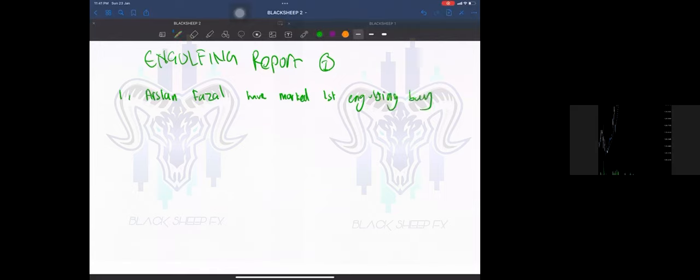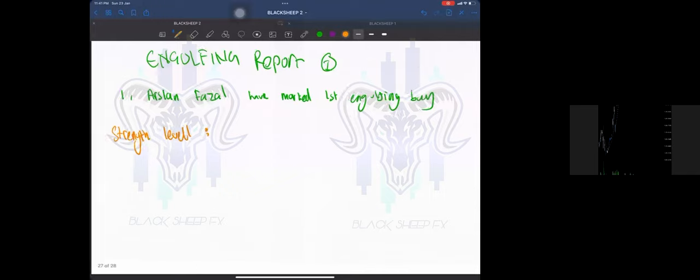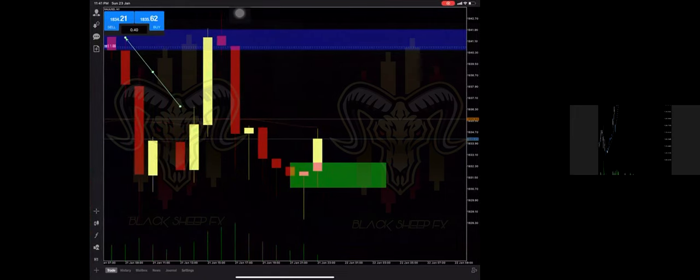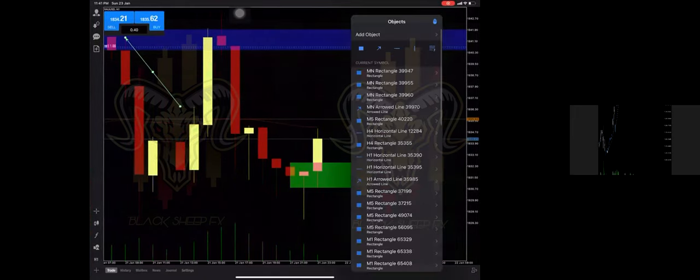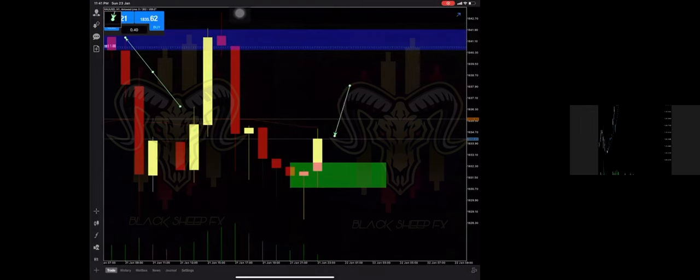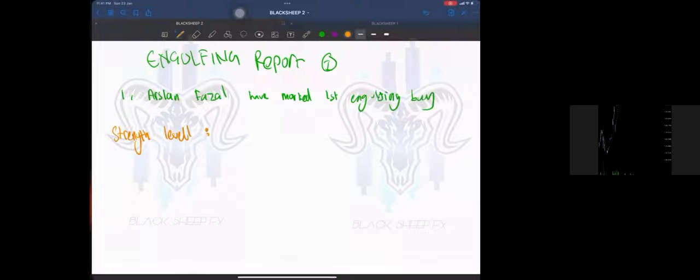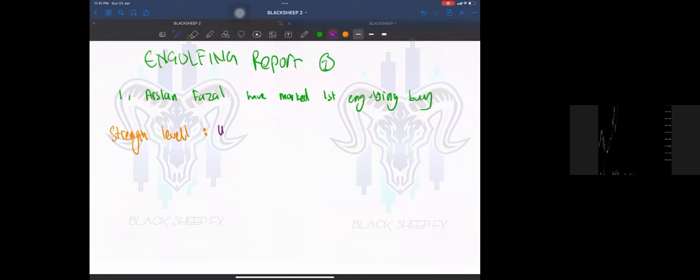So then I need to know the strength level of that engulfing buy. Maybe when I look at this, it was not that strong. It did the engulfing buy, but it stopped here at the potential resistance zone. It didn't fly like crazy. So strength level is weak to medium. So can I full margin?